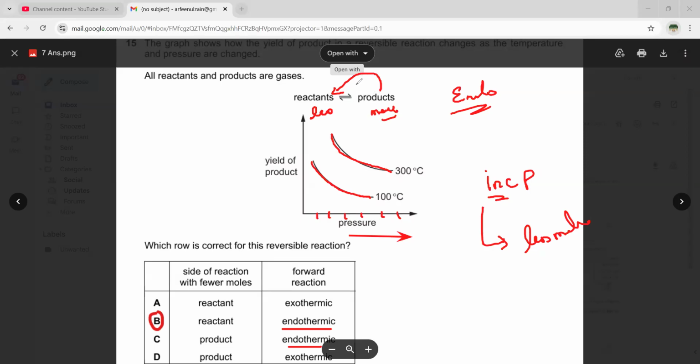And how we identify it has shifted backward is because the amount of product is decreasing, or the amount of reactant is increasing. So which side will have the fewer moles? In the reactant side, we will have the fewer moles. Is it clear?